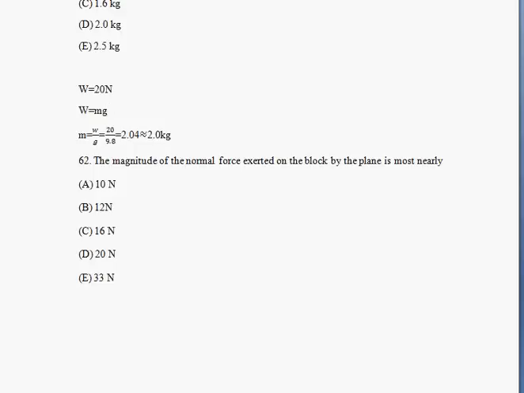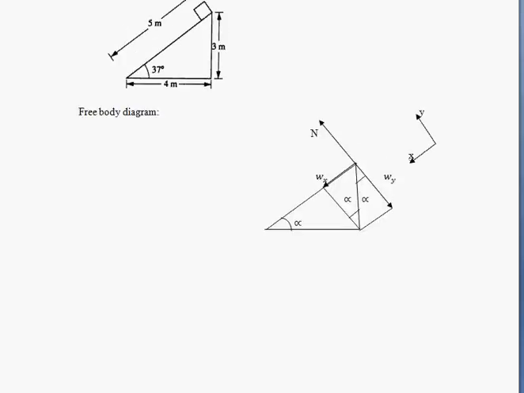Question number 62, a more interesting question. The magnitude of the normal force exerted on the block by the plane is most nearly... It's asking for n. Here I have the figure again and the free body diagram. So here I have the vertical and horizontal components of the weight. Here I have the normal force, and that's all. Here I have my y and x axes, and here I have alpha, and these two angles are alpha too, because this angle and this angle are 90, this angle and this angle are 90, therefore these are equal, and these are equal to this angle because they are alternate angles.